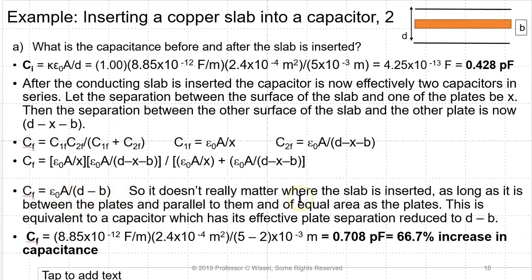So it really does not matter where the slab is inserted, as long as it's between the plates, parallel to them, and of equal area to the plates. This is equivalent to a single capacitor which has had its effective plate separation reduced to D minus B.